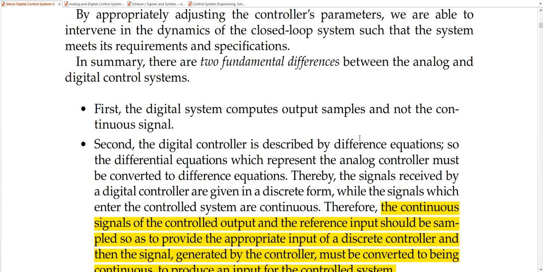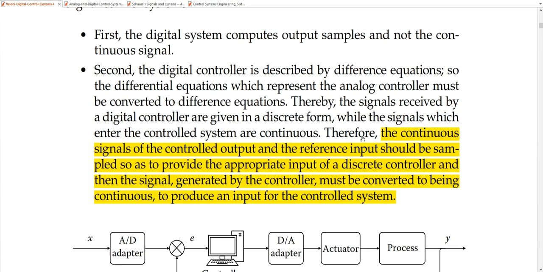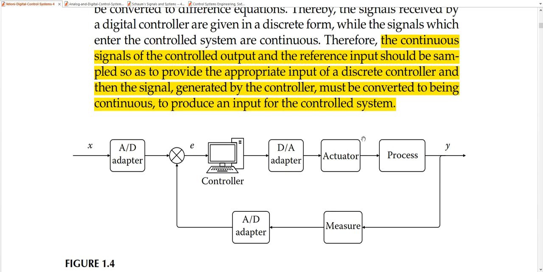Therefore, the continuous signals of the controlled output and the reference input should be sampled so as to provide the appropriate input of a discrete controller, and then the signal generated by the controller must be converted to being continuous to produce an input for the control system.